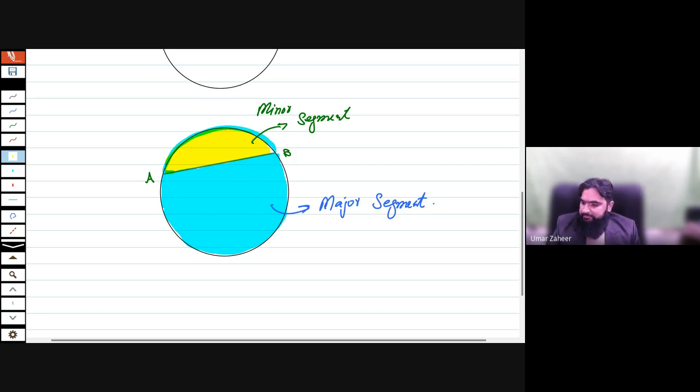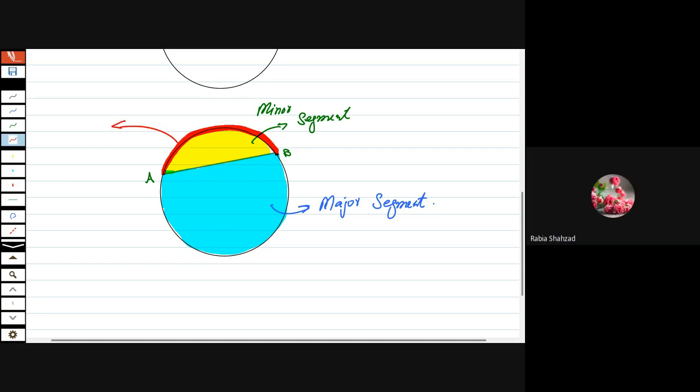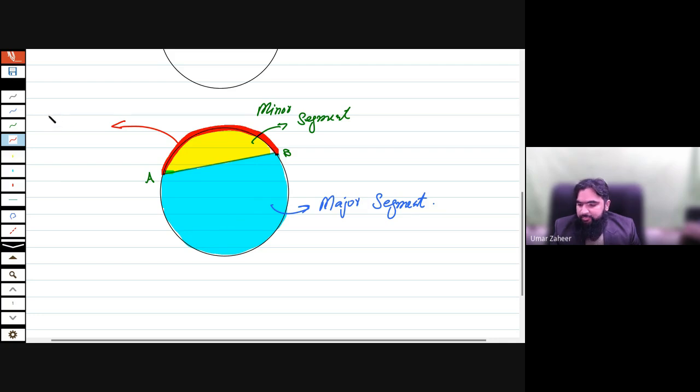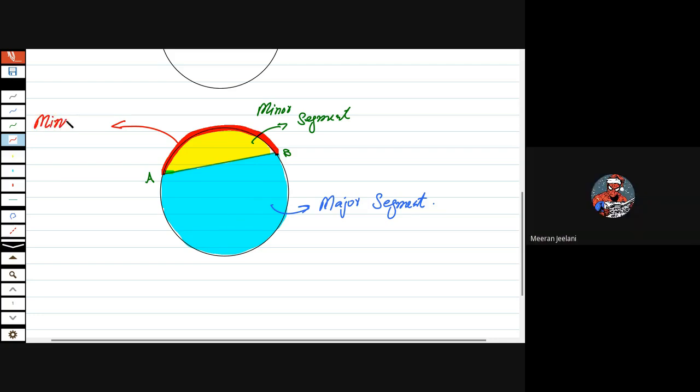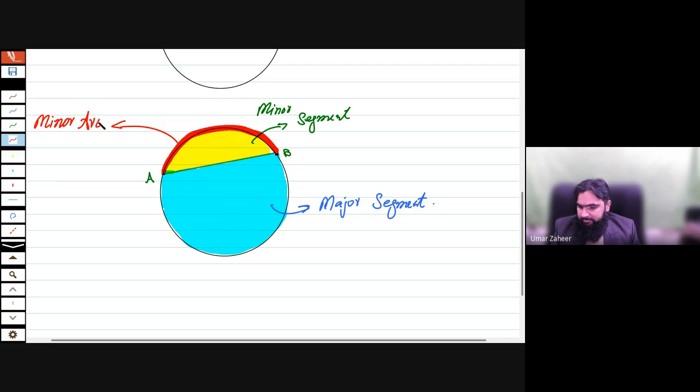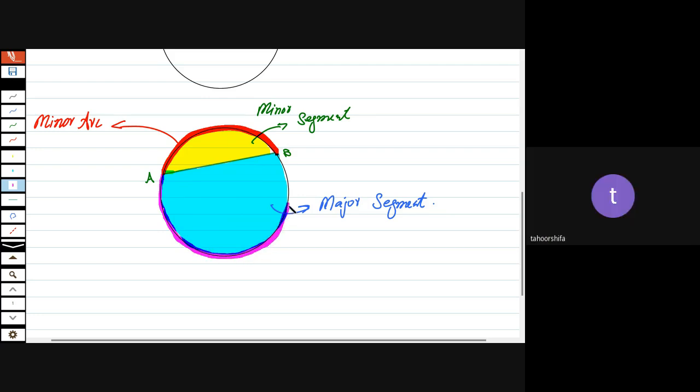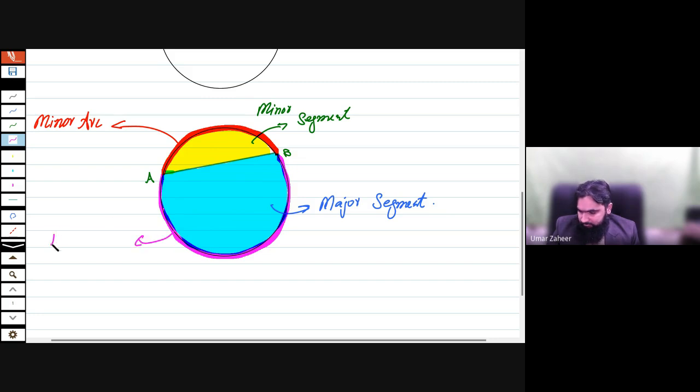Okay, so this line, the highlighted line, yes, what is it? I just told you. An arc. It is an arc. It is a smaller one, so it is a minor arc. And in the same way, if I take this arc, this is an arc as well. It's going to be a major arc.